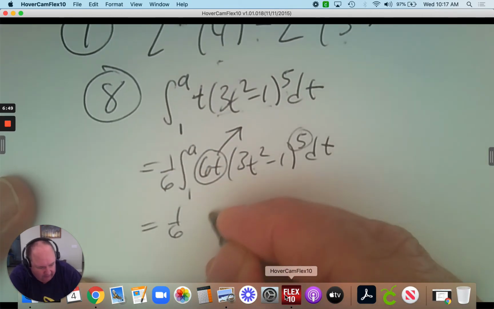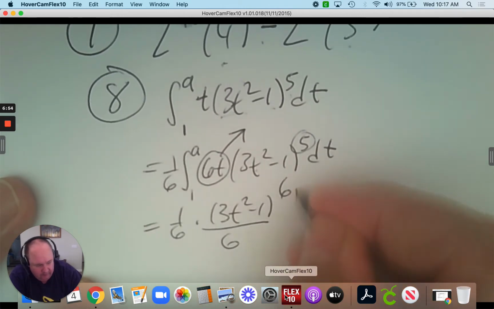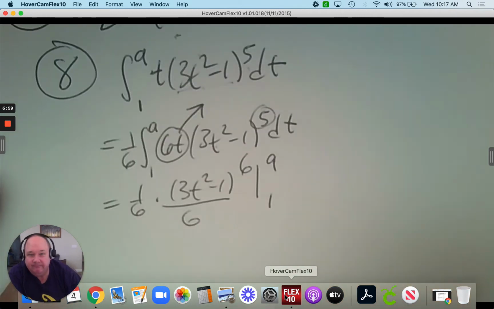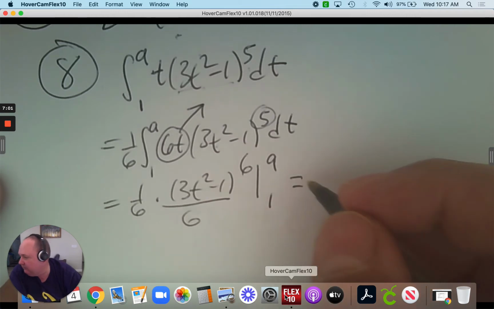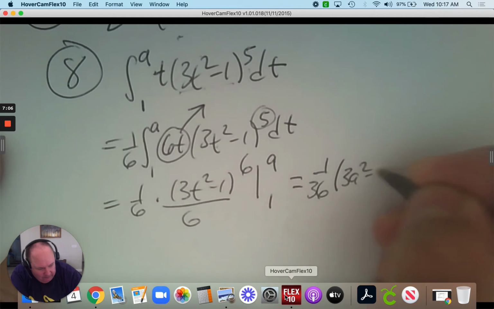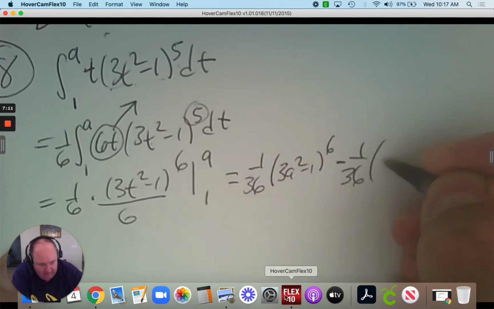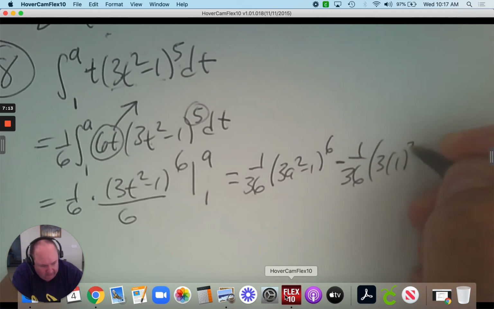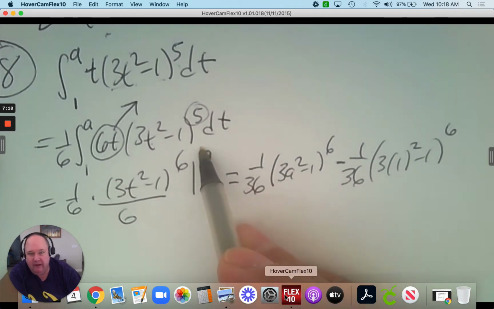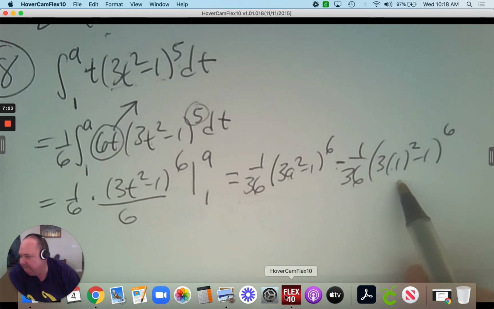Now add 1 to the exponent. Divide. And we're going from 1 to A. So that's like 36. So it's like 1 over 36. Plug in A to begin with. Subtract. Rewrite it again. This time plug in 1. You don't have to simplify it. And it's over. So you first plug in the upper bound. Subtract. Plug in the lower bound. And that's a great answer.